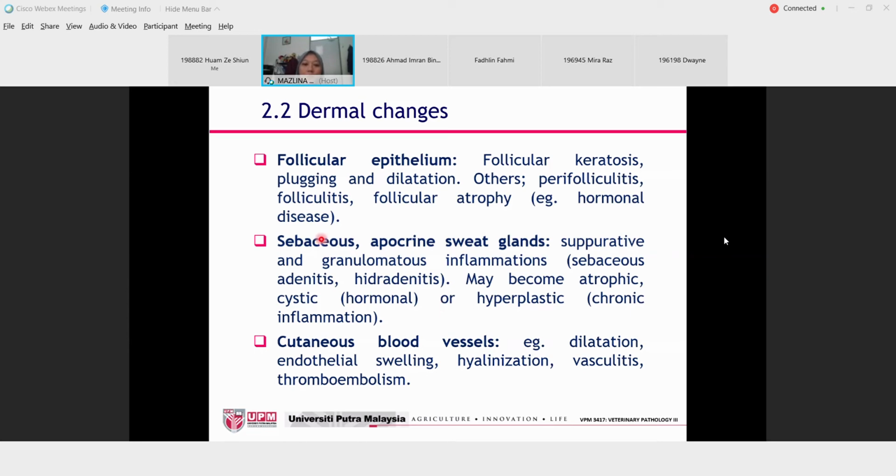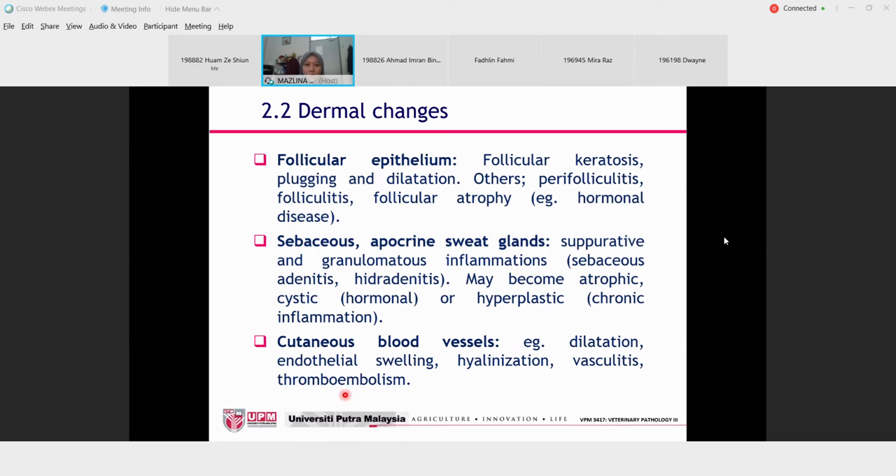Other structures in the dermis, you know, there are blood vessels in the dermis. So these blood vessels can also develop lesions, for example, dilatation. There could also be endothelial swelling, hyalinization, even inflammatory infiltration into the blood vessel wall leading to vasculitis and even thromboembolism.